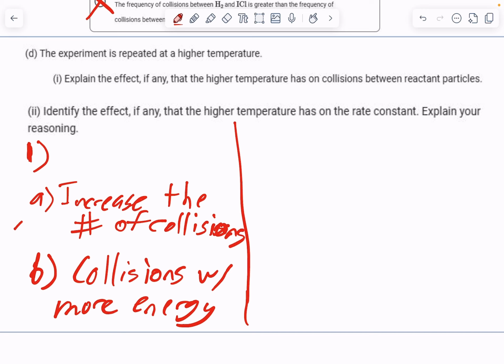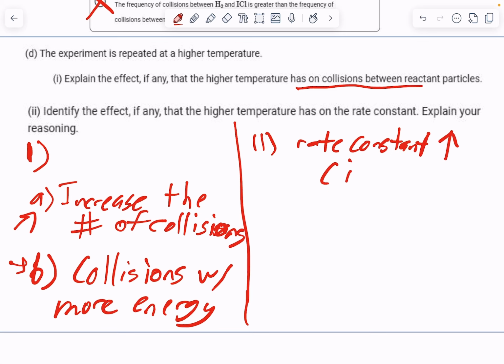So you have to use one of these two to create your explanation and what effect it will have on collisions between reactant particles. And then part 2, identify the effect, if any, that higher temperature has on rate constant. Explain your reasoning. Okay, I'm going to first answer the question, then I'll explain why that happens. So at higher temperatures, the rate constant is going to go up. It's going to increase. Okay, and I'm going to use the rate law to explain why.